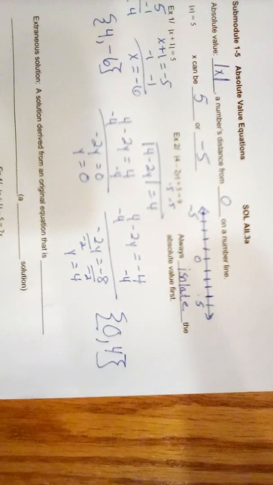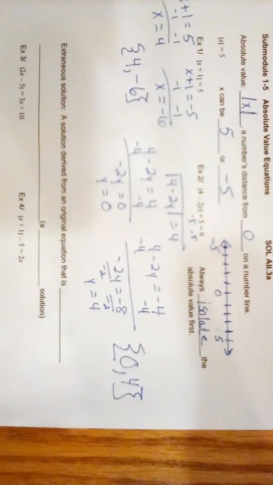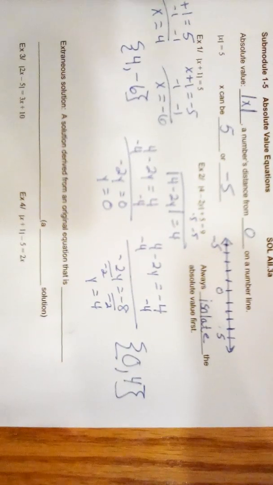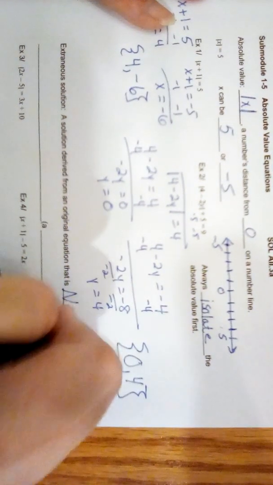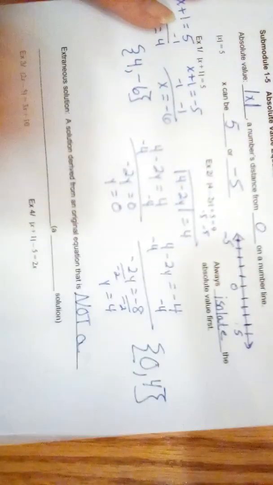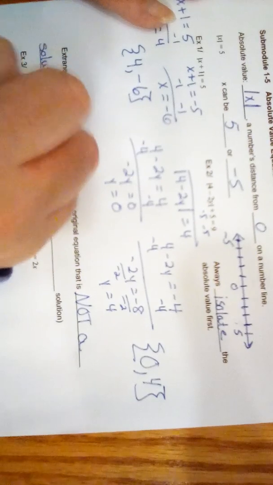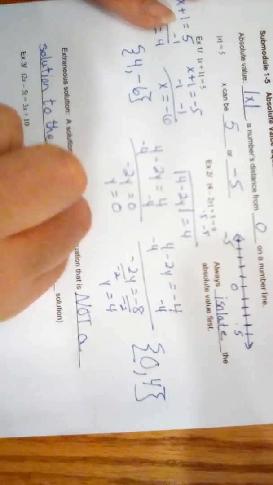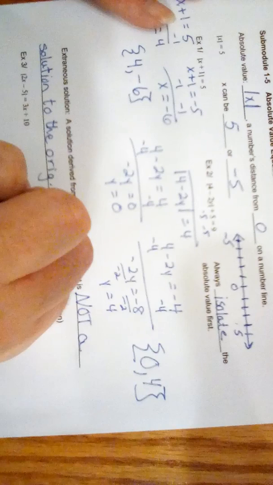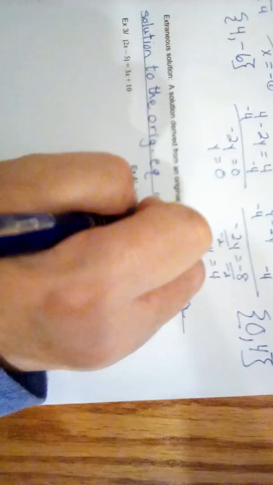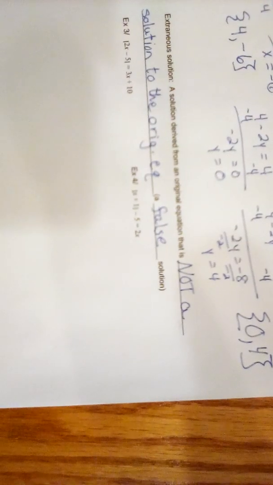Okay, but sometimes you may get what's called an extraneous solution. An extraneous solution is a solution derived from the original equation that is not a solution to the original equation. There are several times throughout the year that this is going to occur. This is just the first one. Another way to explain it is a false solution. It looks like an answer, but it's really not.